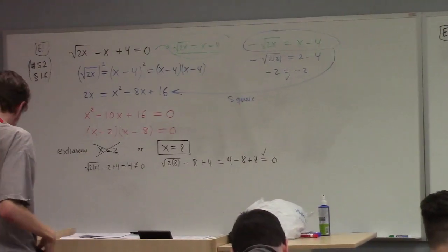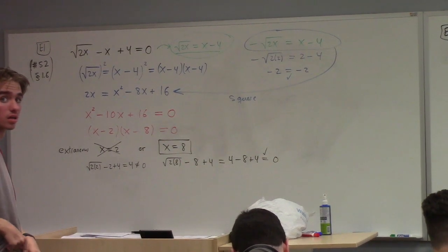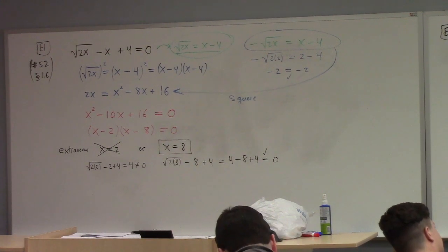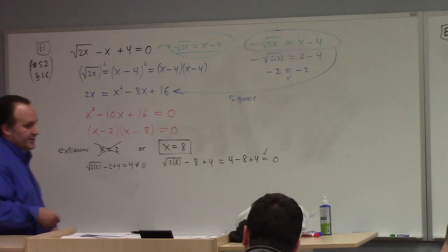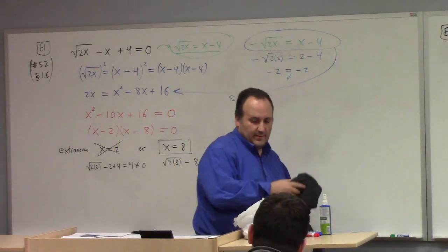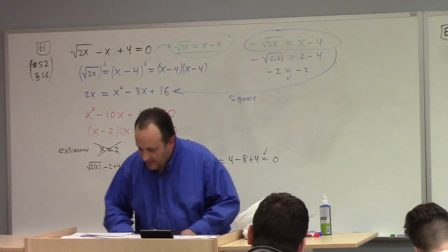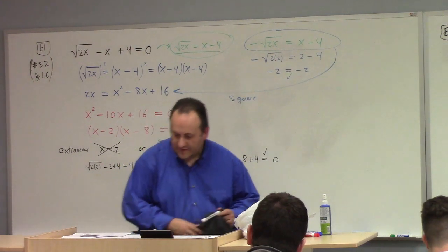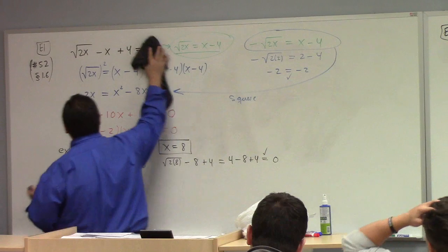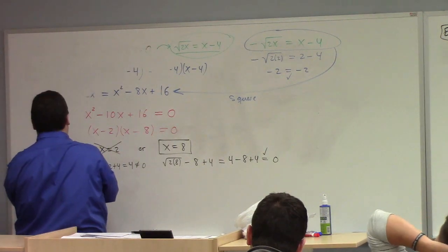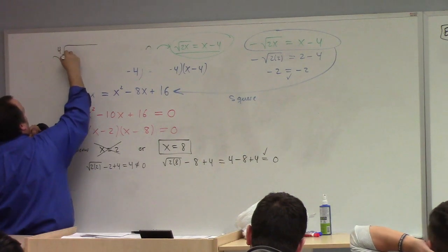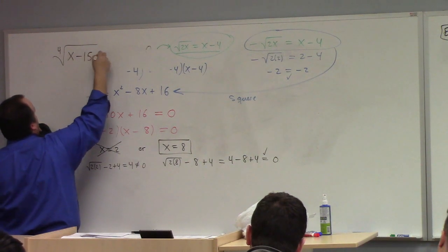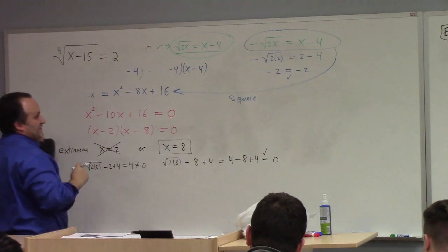All right. Let's move on here. So we can also have problems that involve cube roots or even fourth roots, right? But the principle of how you solve those kinds of problems is pretty much the same thing. For example, if we're looking at the fourth root of x minus 15 equals 2, how would we solve such a problem?